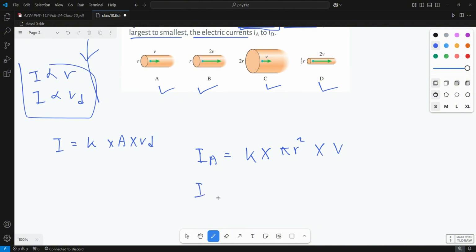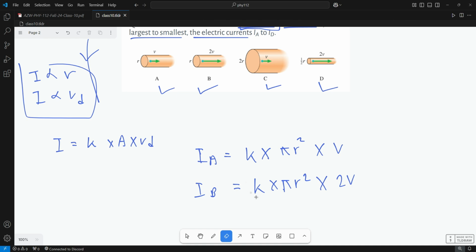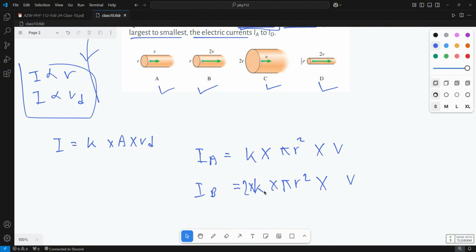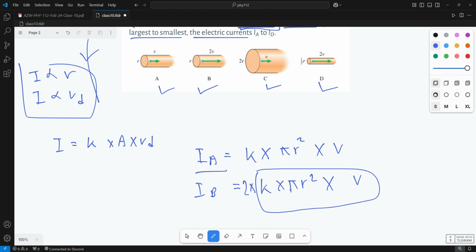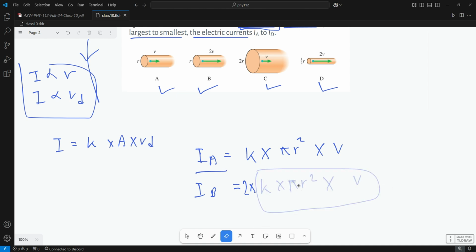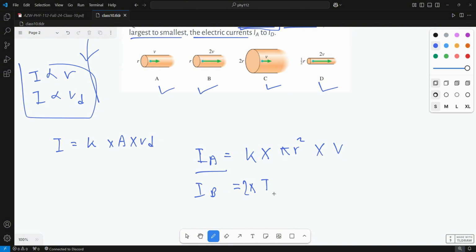For IB, the area will be K times pi r squared times 2V, or we can write it as 2 times K times pi r squared times V. Or we can replace this entire value by IA. So we can write IB is twice of IA.